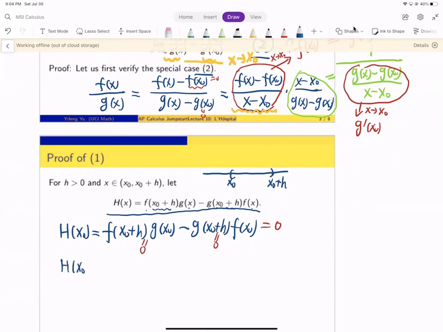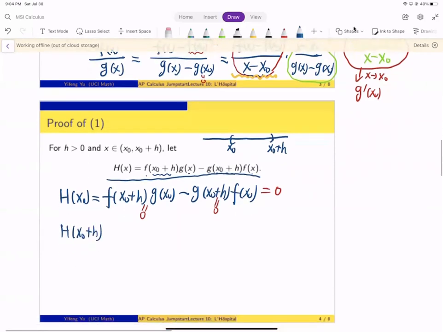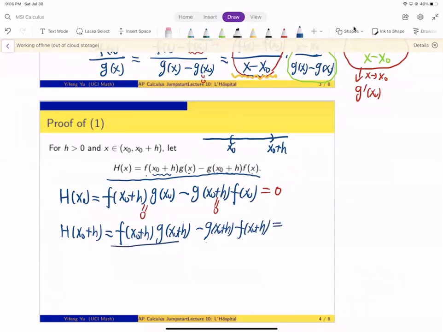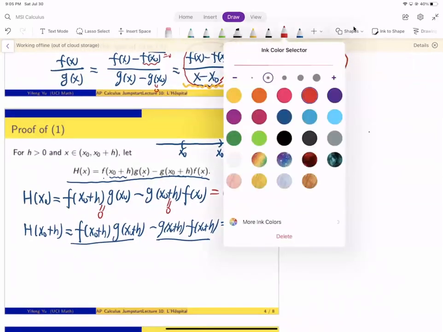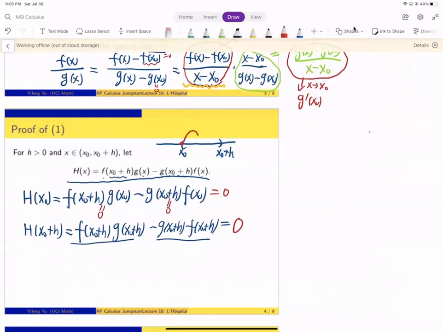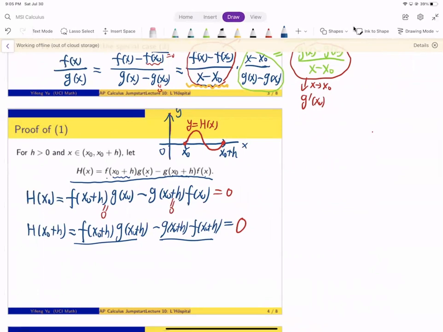And then how about the value at the right endpoint? We just plug in: f(x0 plus h) g(x0 plus h) minus g(x0 plus h) f(x0 plus h). You find they are exactly the same, so this is also 0. Now we have a function h which is 0 here and also 0 here. So this is the function y equals h(x), with both endpoints 0. If we use coordinates, this is x and this is y. Now we can use the mean value property.